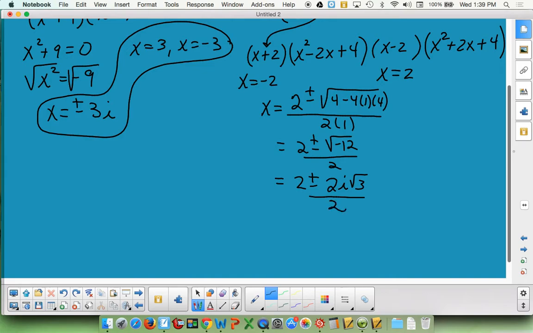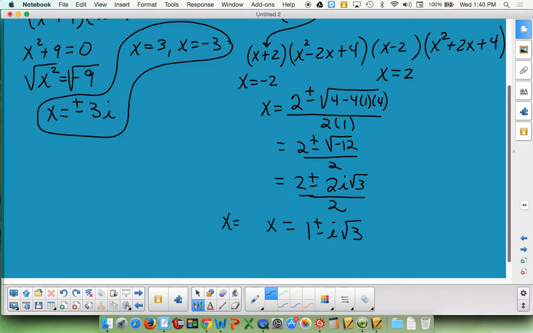Am I done breaking it down? No, because they are divisible by 2 as well. So now I have 1 plus or minus i square root of 3. How many answers is that? That's 1 plus i square root of 3 and 1 minus i square root of 3. So that's 2 answers.